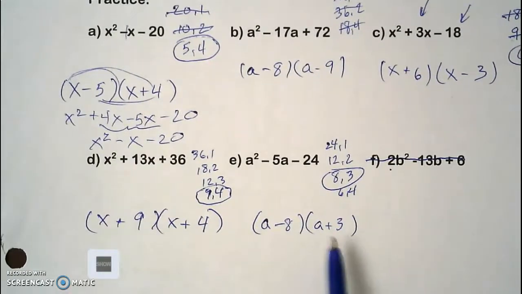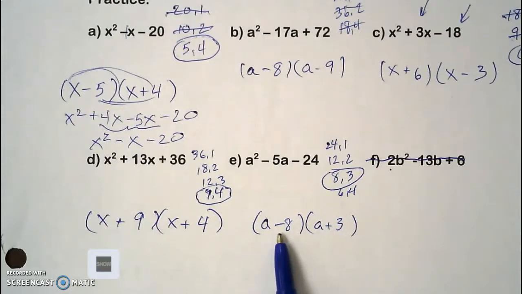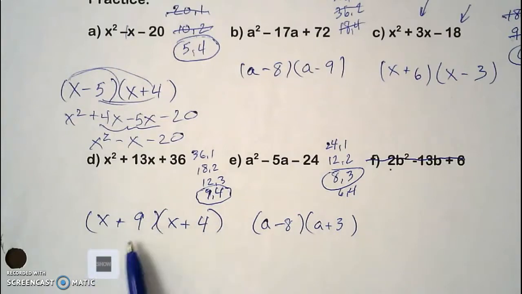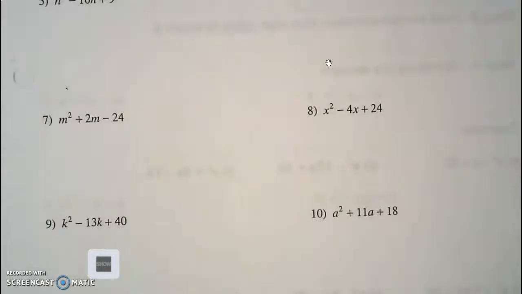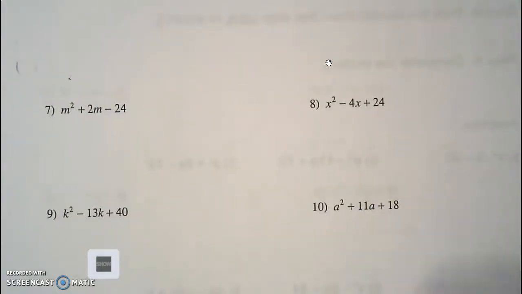Okay, questions I normally get. Can the a plus 3 be over here and the a minus 8 over there? Yes, it's a multiplication problem. So the order doesn't matter as long as the 8 is negative. Okay, and the same here. This could read x plus 4 times x plus 9. If you have any, well, I'll show you the assignment first. And you will see it is just 12 of those. Okay, all of them have a 1 as the coefficient of x squared or a squared or whatever. Do your best. If you have any questions, let me know.